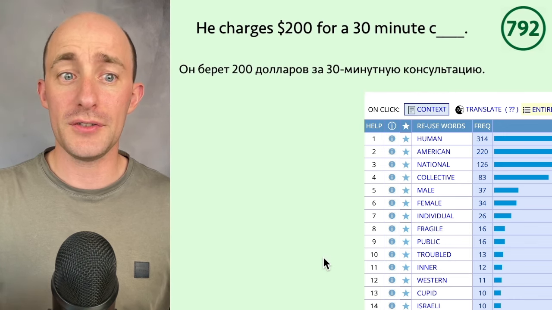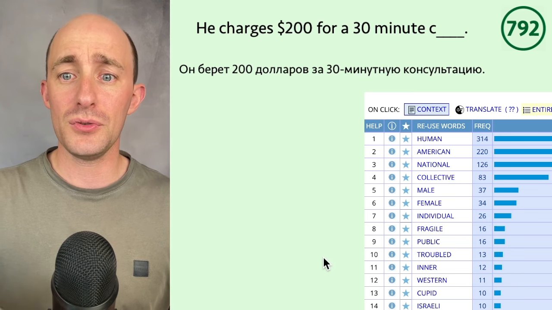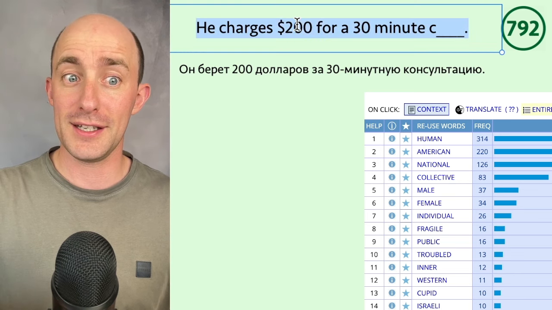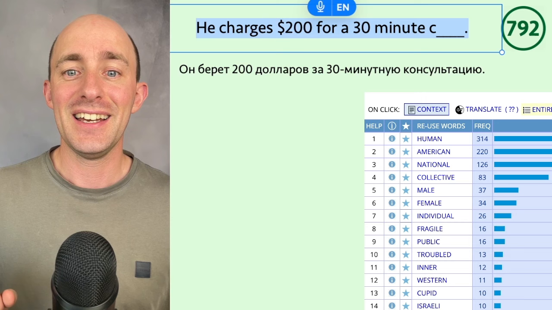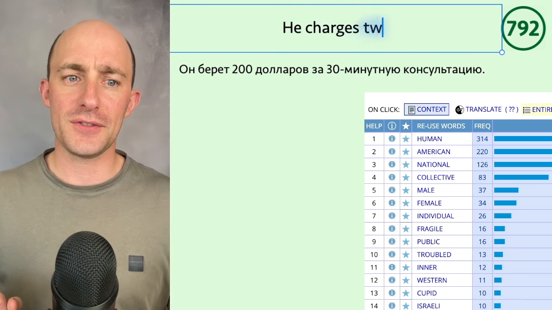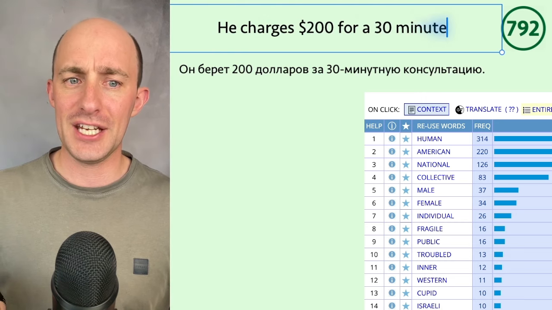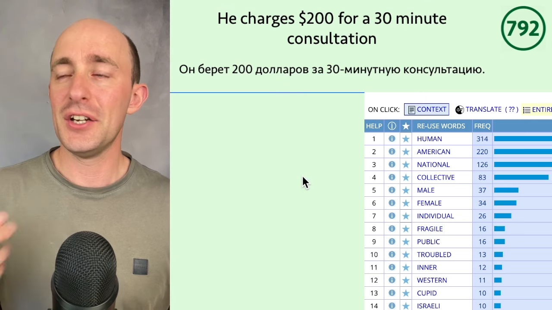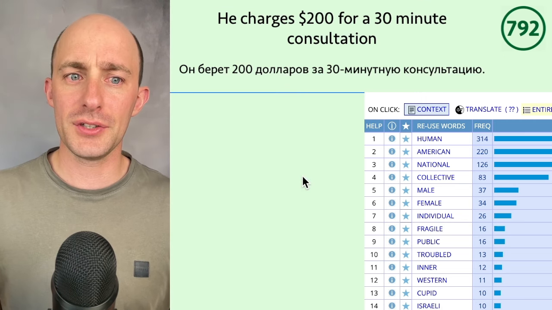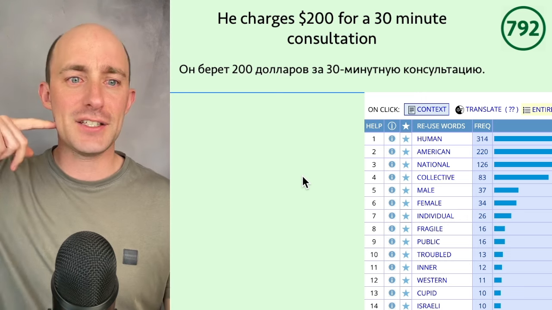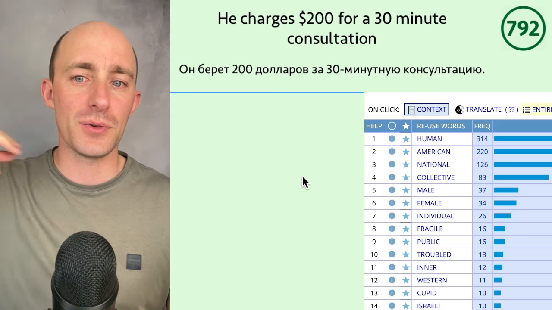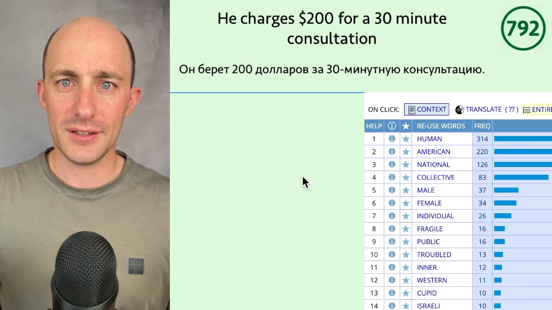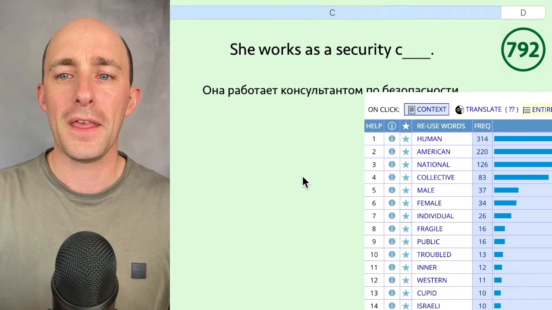Он берет $200 за 30-минутную консультацию. Консультация is a consultation. He charges $200 for a 30-minute consultation. Consultation. Remember the L in the middle? Consultation. It's a L. It's a dark one, a throat one. Consultation. The next one.